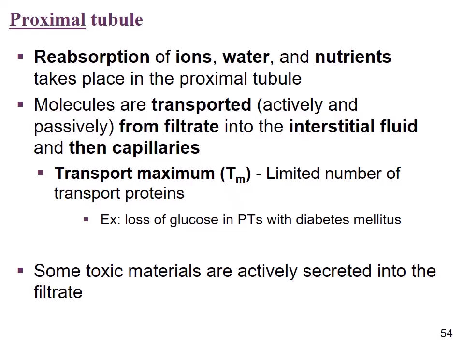So in the proximal tubule, the main things that are going to happen is the body is going to reabsorb ions and water and nutrients that it wants to keep. However, there's a limit to how many they can reabsorb because there's a limited number of transport proteins. Some things are passively transported and some things are going to be actively transported, where that would require ATP. And then some toxic materials are actively secreted into the filtrate here as well.